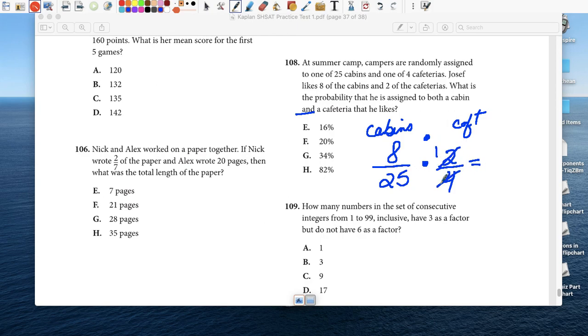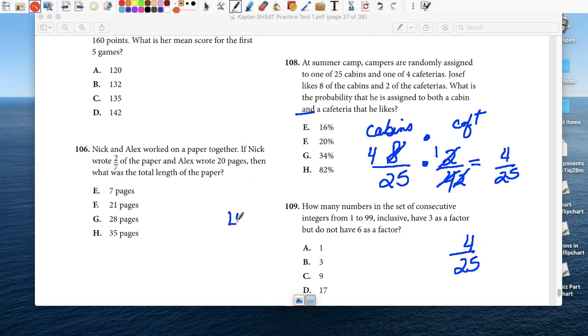This becomes a half. The 2 can simplify with the 8, and I get 4. So I can't simplify anymore. So I get a 4 out of 25 chance. Now it's not written in fraction form, so we have to change that to a percent.